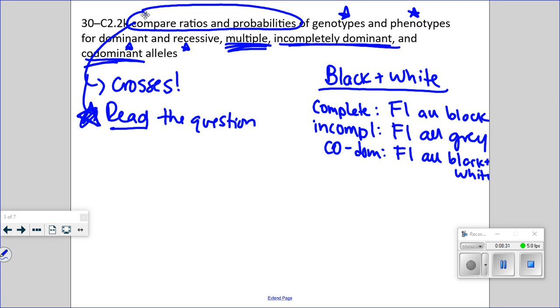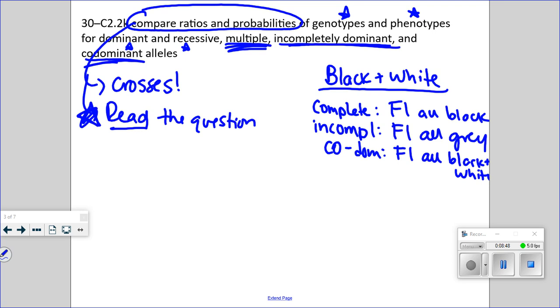It's important that you can distinguish between these types of dominance. Sometimes that's all the question is asking. It might not even ask you to do a cross. It might just ask you to identify which dominance scenario is at play in the example that's given.